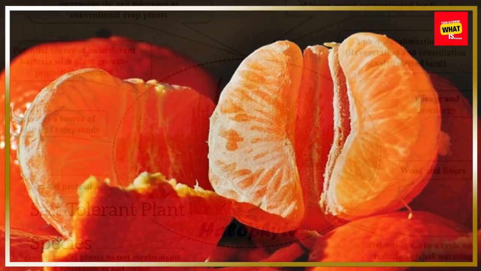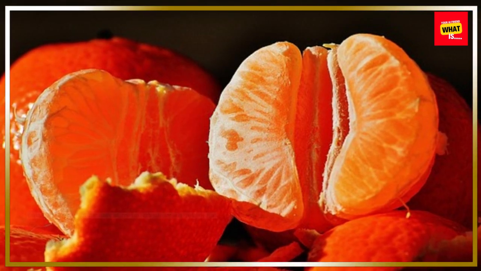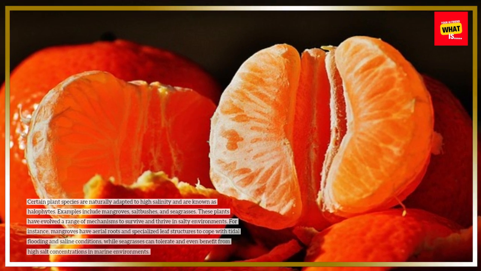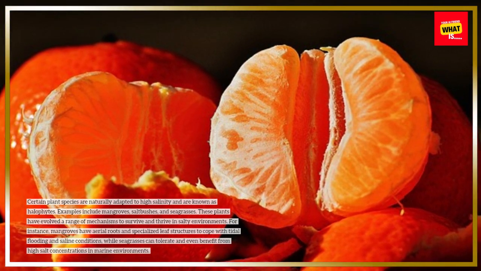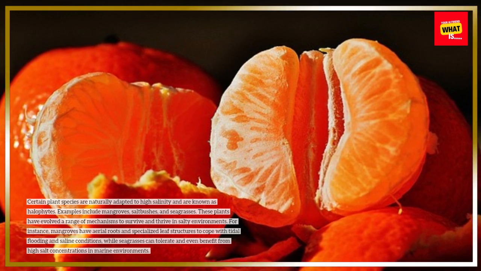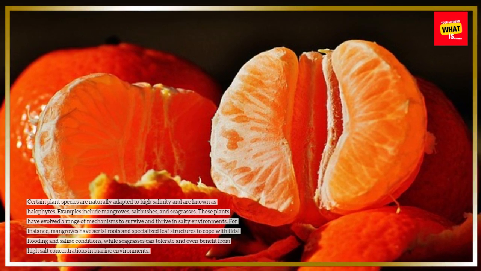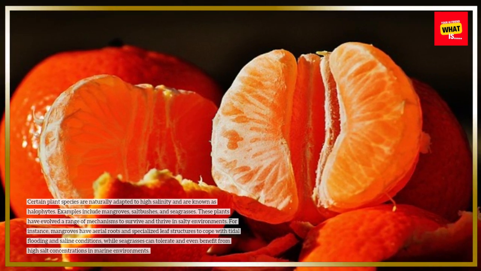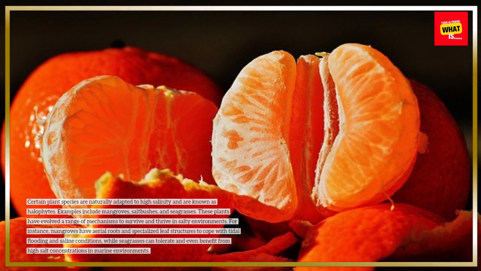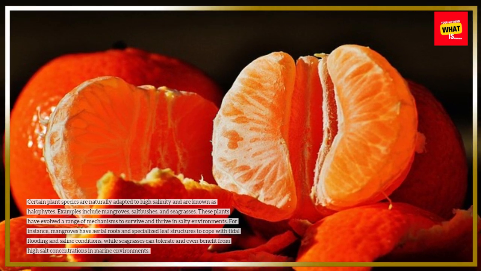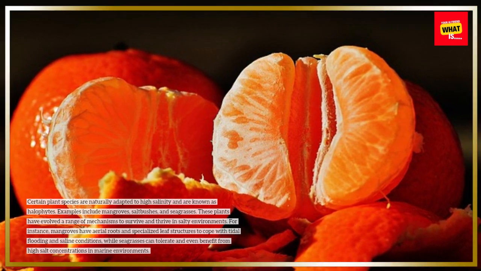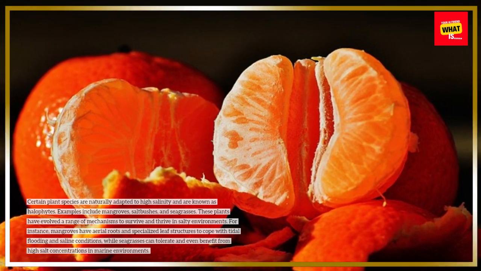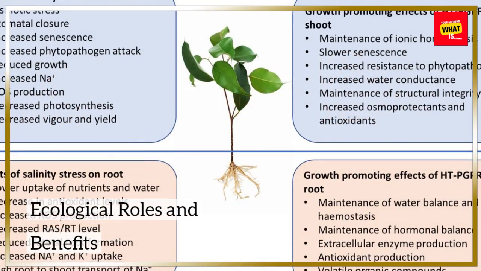Salt-tolerant plant species. Certain plant species are naturally adapted to high salinity and are known as halophytes. Examples include mangroves, saltbushes, and seagrasses. These plants have evolved a range of mechanisms to survive and thrive in salty environments. For instance, mangroves have aerial roots and specialized leaf structures to cope with tidal flooding and saline conditions, while seagrasses can tolerate and even benefit from high salt concentrations in marine environments.